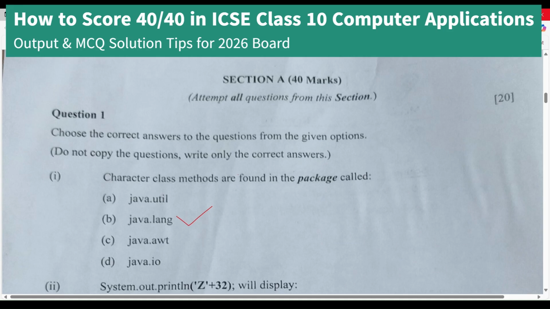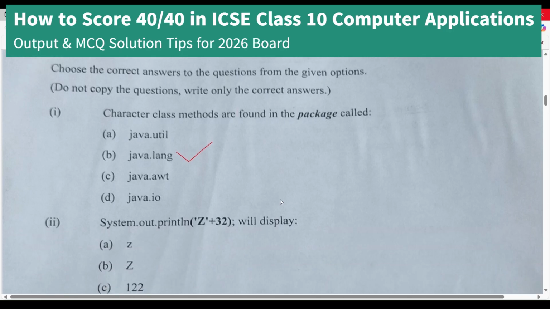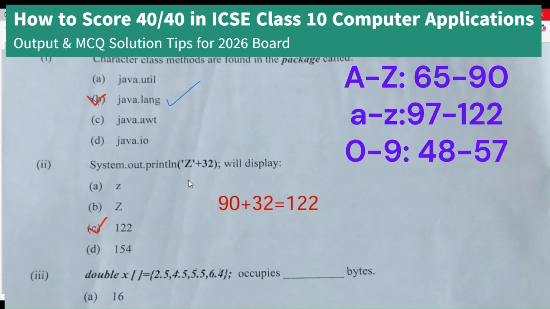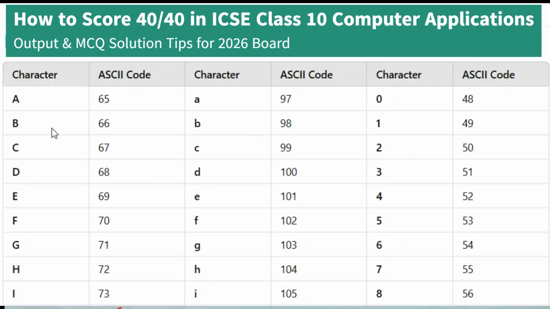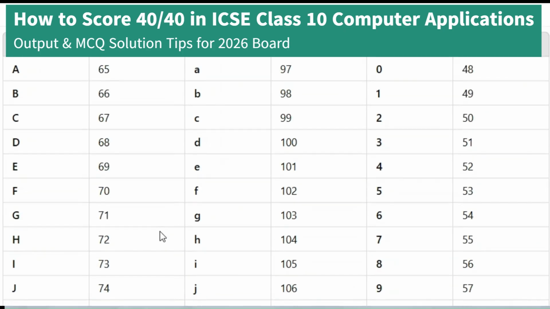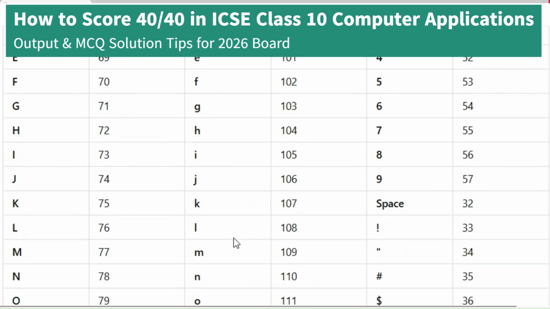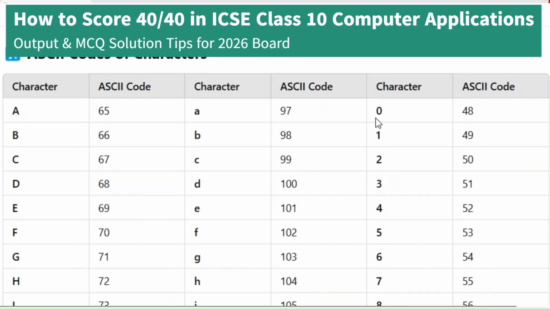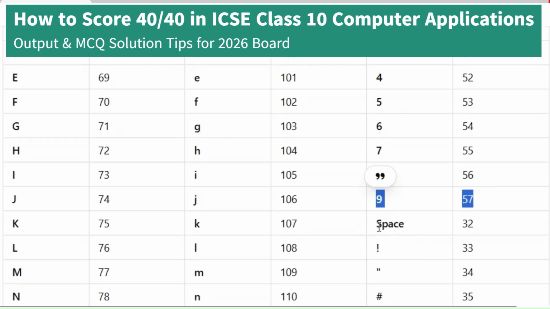System.out.println z plus 32 will display small z, capital Z, 122, 154. The ASCII value of capital Z is 90, so the answer is 90 plus 32 equals 122. The ASCII code represents characters in numerical form. The ASCII code for capital letters A to Z ranges from 65 to 90. For small letters a to z, the ASCII code ranges from 97 to 122. And for digits 0 to 9, the ASCII code ranges from 48 to 57. This encoding helps computers understand and process characters efficiently.